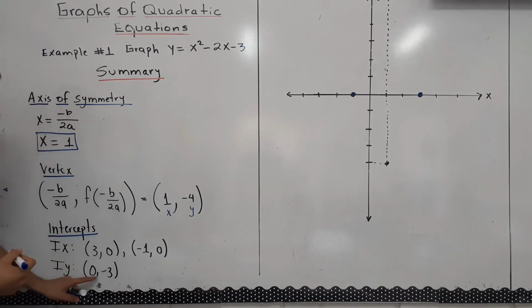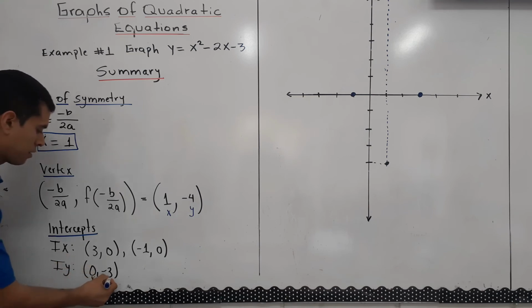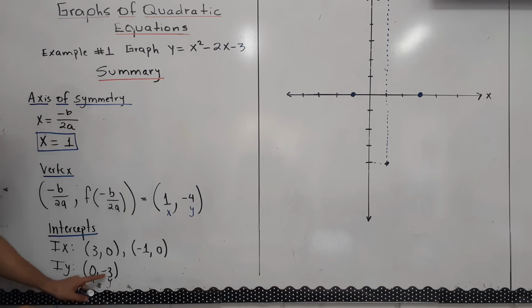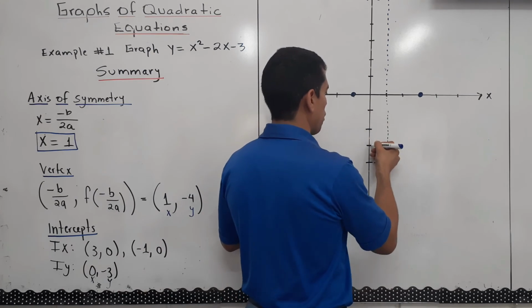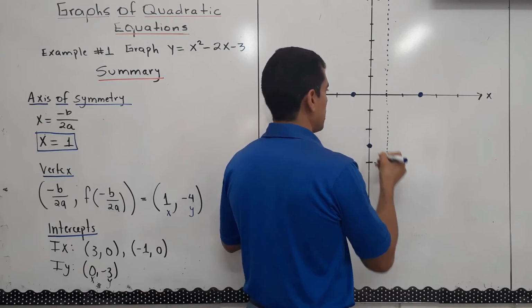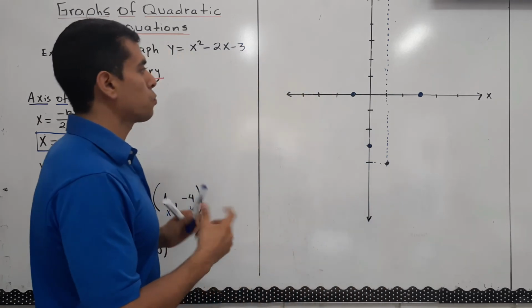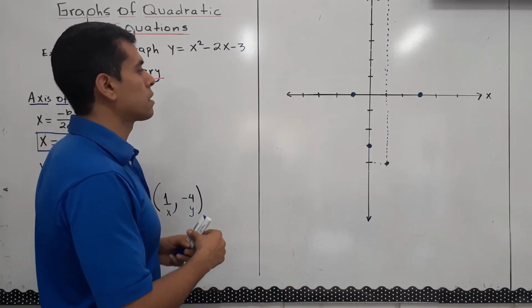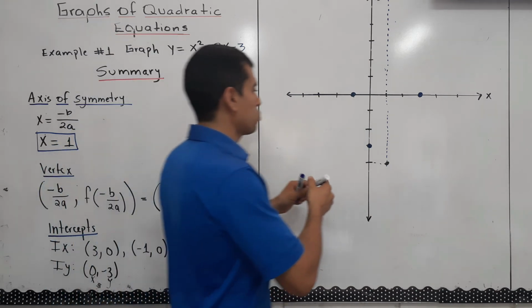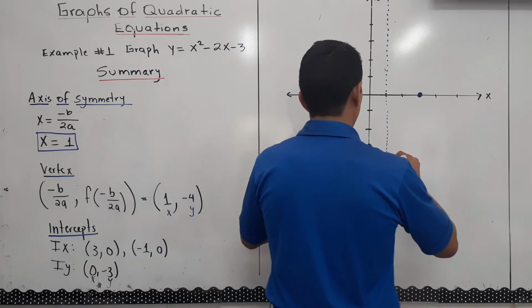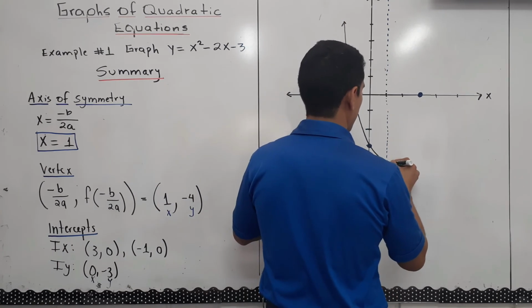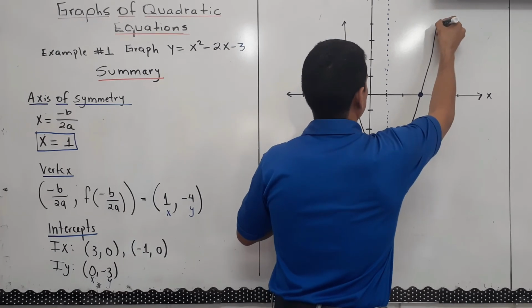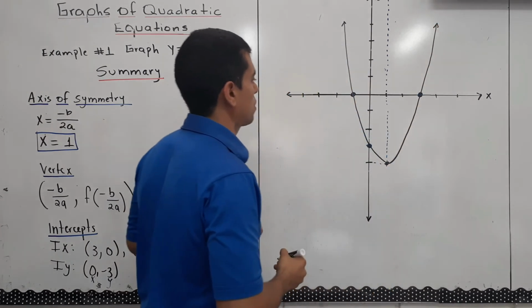Then our intercept in y is -3. Remember, this is x, and this is y. So from 0 to -3, you're going to have here a point. 1, 2, 3. -3 is right here. Okay? So since we already know our parabola opens up, we are going to join our points. And remember, try to make a U shape like that, and this goes that way. So our parabola is graphed.